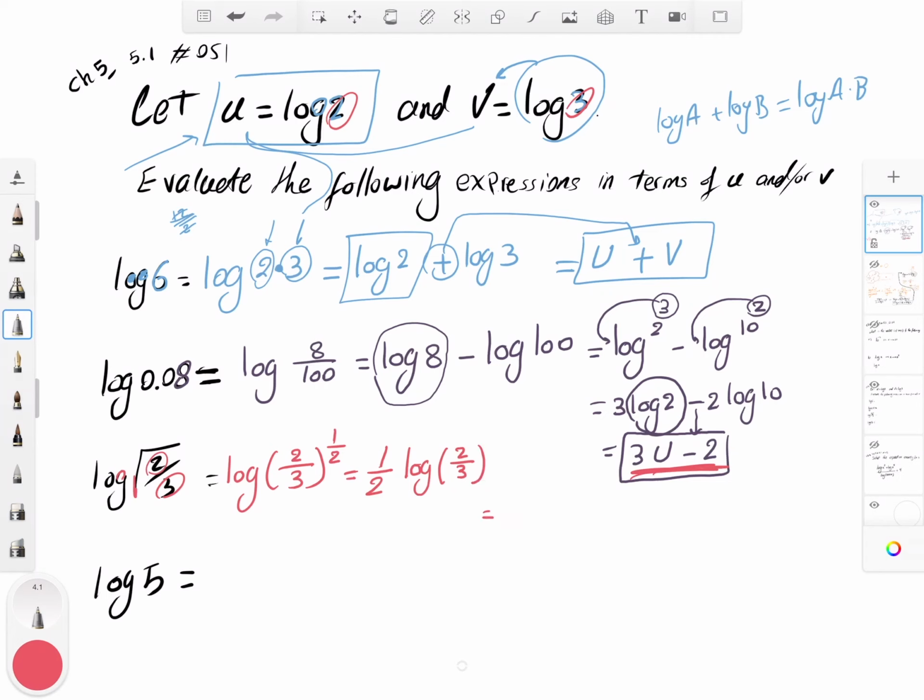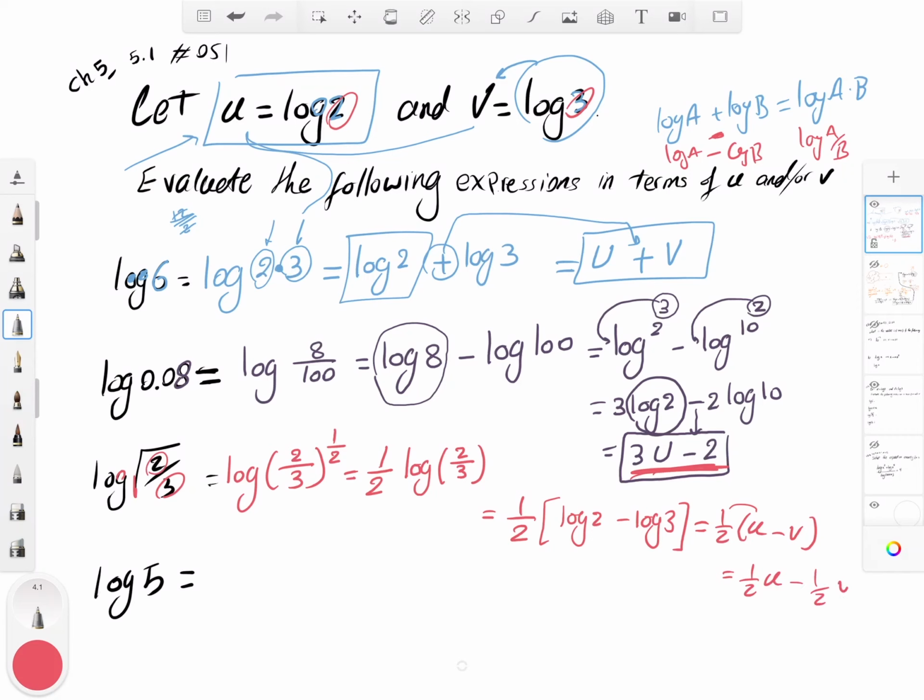This is equal to 1/2 log of 2 over 3. If we have minus, we have division, correct? If you have log of A minus log of B, the answer is log of A over B. So this is going to be log of 2 minus log of 3. This is equal to 1/2 parenthesis u minus v, or you can say 1/2 u minus 1/2 v.